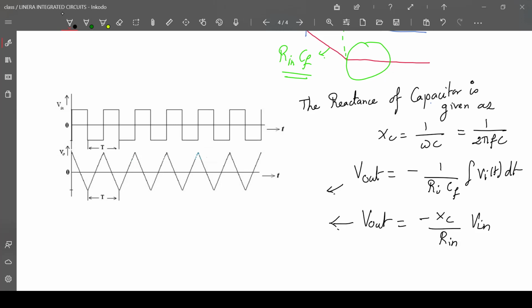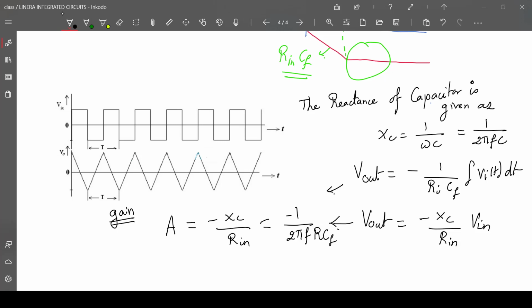So from this equation, the corresponding gain can be represented as A is equal to minus Xc by Rin. This will be the corresponding gain equation, where Xc is equal to 1 by omega C. So that is nothing but minus 1 by 2 pi f R Cf. This will be the gain equation.